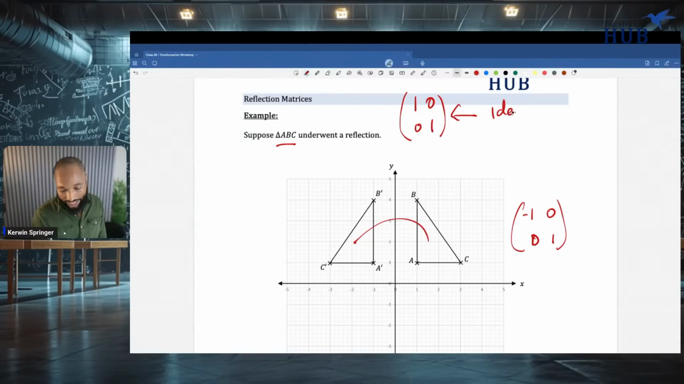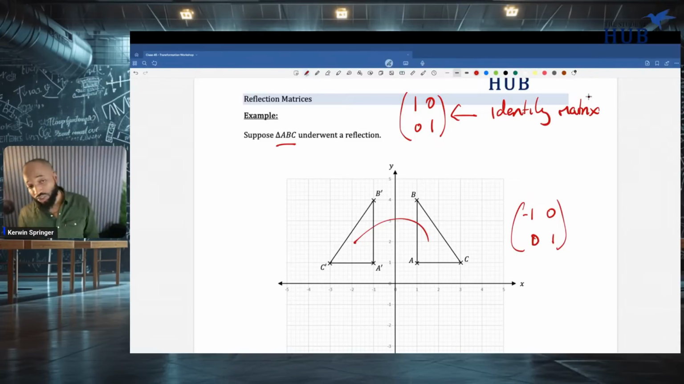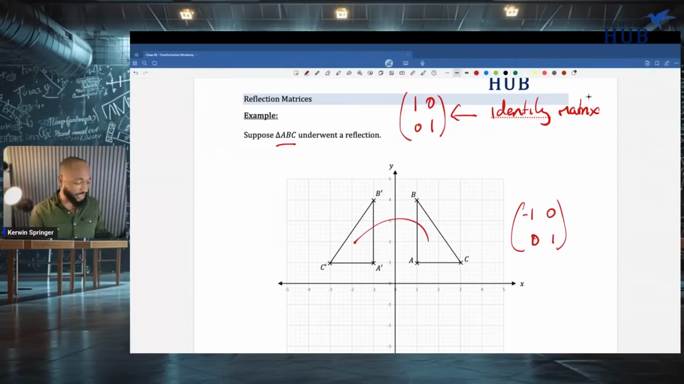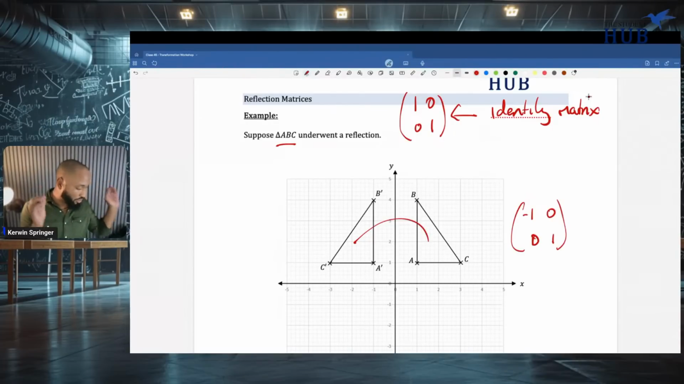It's called the identity matrix. And any number you multiply by the identity matrix remains the same. Identity means remains the same. If you use the identity, it means they're like identical.